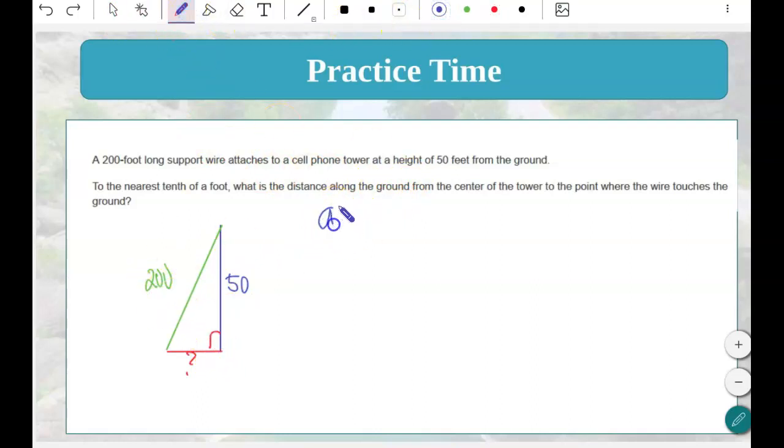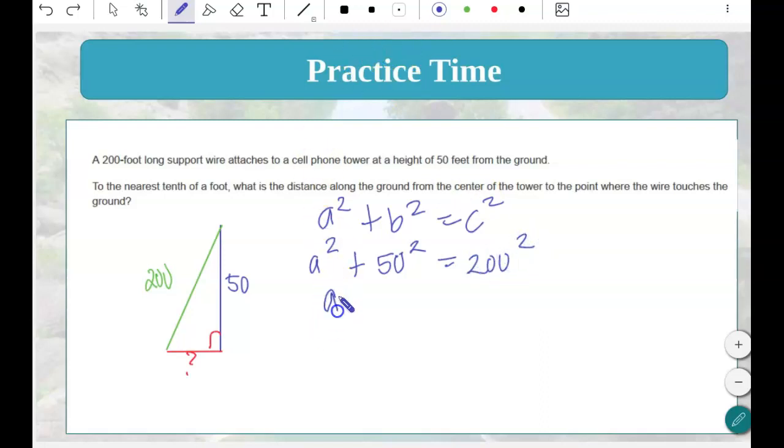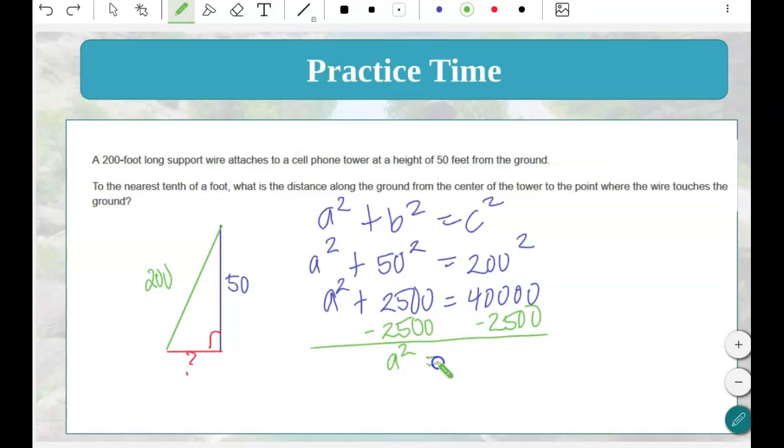So we're going to use a squared plus b squared is equal to c squared. Now we are looking for a squared or b squared, doesn't matter. The other leg is 50, so that's 50 squared. And then we're going to do 200 squared. And so 50 squared will be 2,500. 200 squared will be 40,000. So you need to isolate the variable, so we're going to subtract 2,500 from both sides.